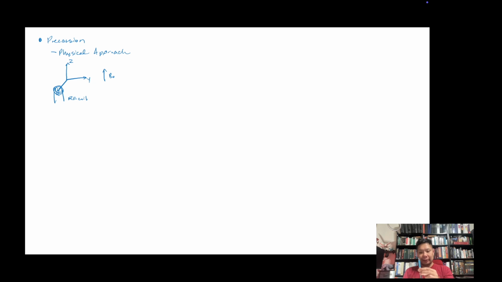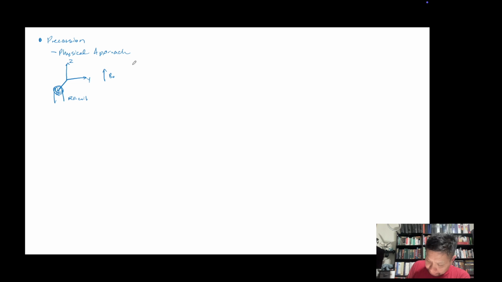But they don't just go straight back up. What they do is spin around like this, and that's called precession. They spin around all the way until they run out of energy, and they return to alignment with the z-axis, and now they're in the alpha state again. So that's what precession is.